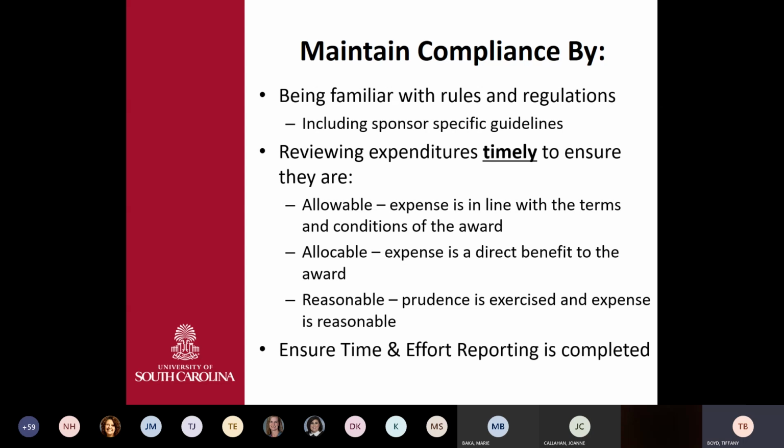and then making sure that time and effort reporting is completed, because that's always the first thing that they ask for. If there's payroll being charged to a grant, the first thing they ask for is, may I also see the time and effort report for the individuals charged to this grant.